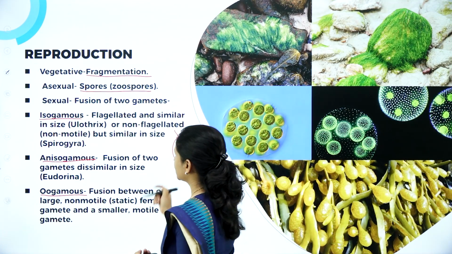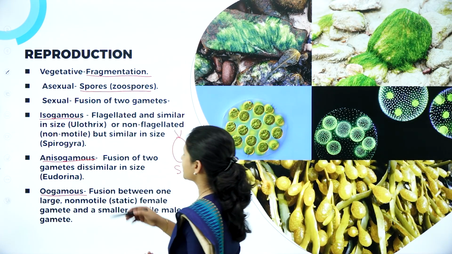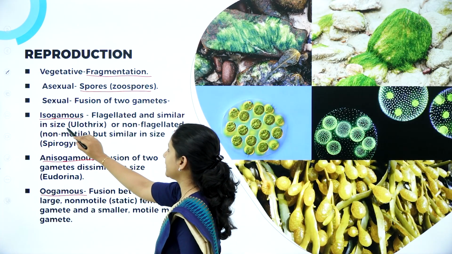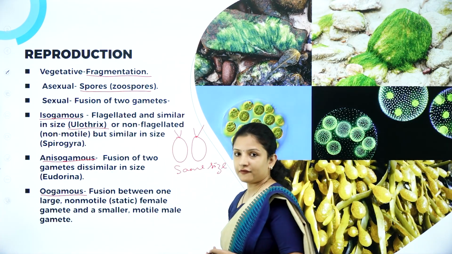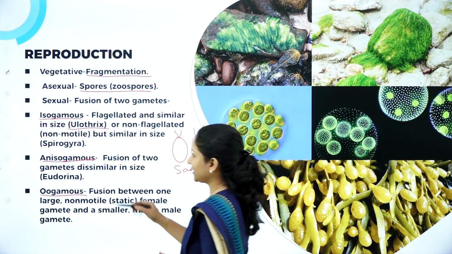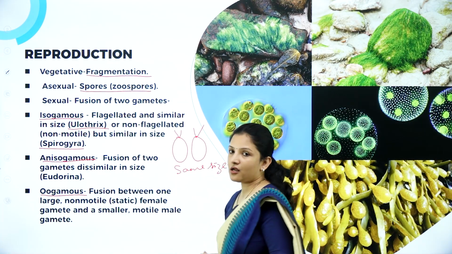That is isogamous. The best example for flagellated gametes of the same size, you find them in Ulothrix, and non-flagellated or non-motile gametes of the same size, you find them in Spirogyra algae.